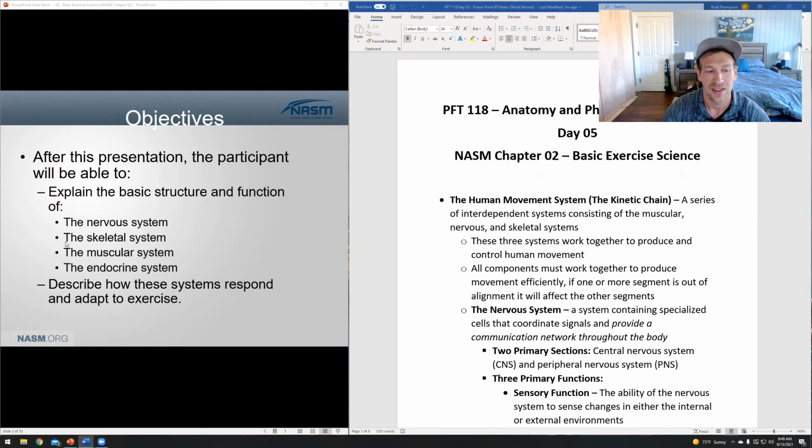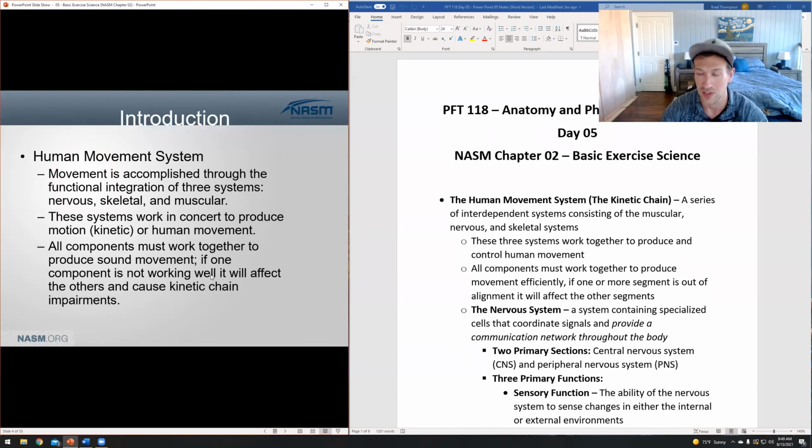of the nervous system, the skeletal system, and the muscular system all coming together with a little bit of help coming from the endocrine system as well, although the endocrine system is not part of the human movement system, not part of the kinetic chain, but it does work with the nervous system to control stuff. So we'll talk about it briefly, and we'll talk about how these systems all respond to exercise. What are the positive benefits of exercising on your skeletal system? What are the positive benefits in your nervous system, muscular system, obviously, right?